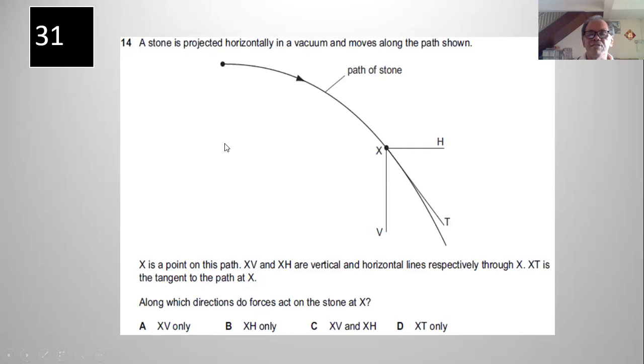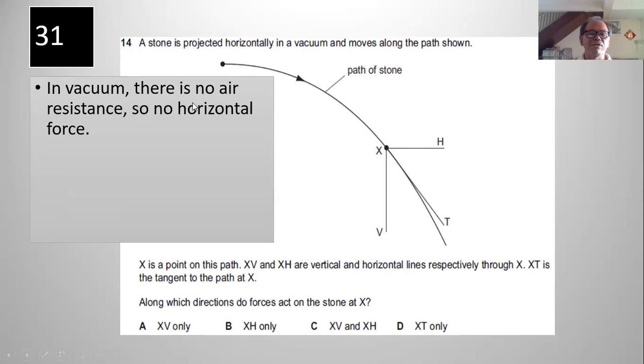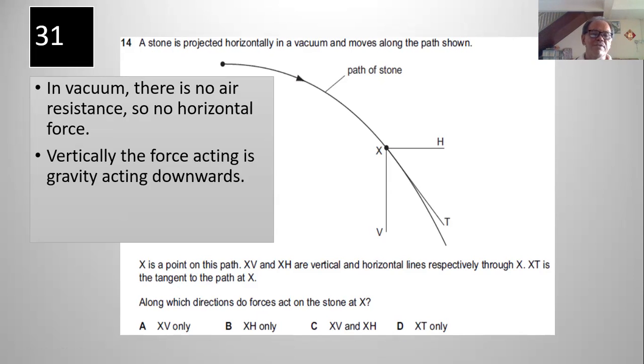So horizontally, there's no force. Only downward pull, the weight is pulling it downwards. Okay. In vacuum, there's no air resistance, so no horizontal force. Vertically, the force acting is gravity, so it's the weight of the stone, which is downwards. So answer is A, XV.